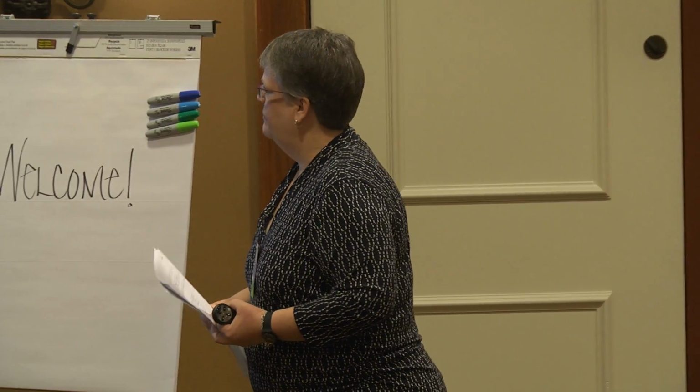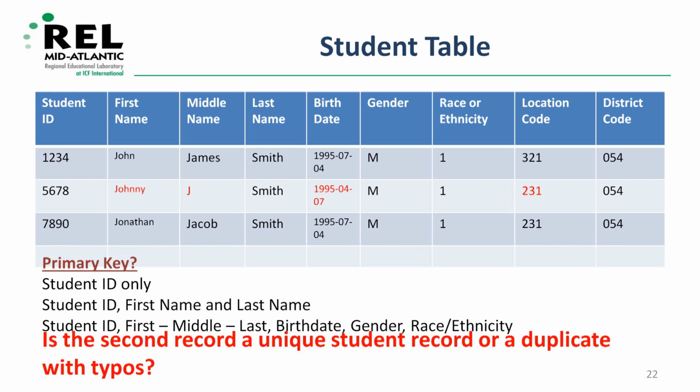Here's the table that we had before. We've got the student ID, first name, middle initial, last name, date of birth, location code. If we use student ID only, we think we've got 3 records. If we use student ID, first name and last name, maybe 3 records, but did somebody just type in Johnny because they know that kid is Johnny when it should have been Jonathan? Maybe these are actually the same kids, but because 2 different data entry people entered it differently, it looks like 2 different kids, but it's only 1.